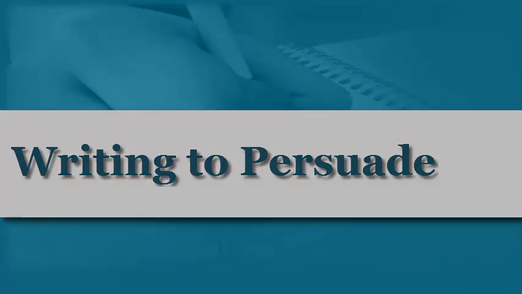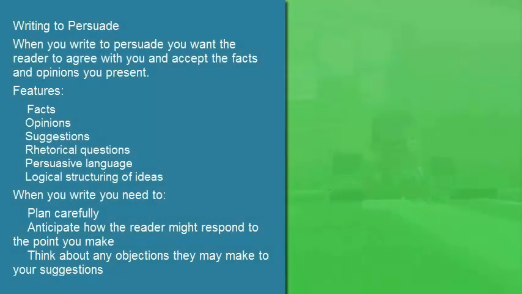Writing to persuade. When you write to persuade, you want the reader to agree with you and accept the facts and opinions you present. Features: facts, opinions, suggestions, rhetorical questions, persuasive language, logical structuring of ideas. When you write, you need to plan carefully and anticipate how the reader might respond to the point you make. Think about any objections they may make to your suggestions.